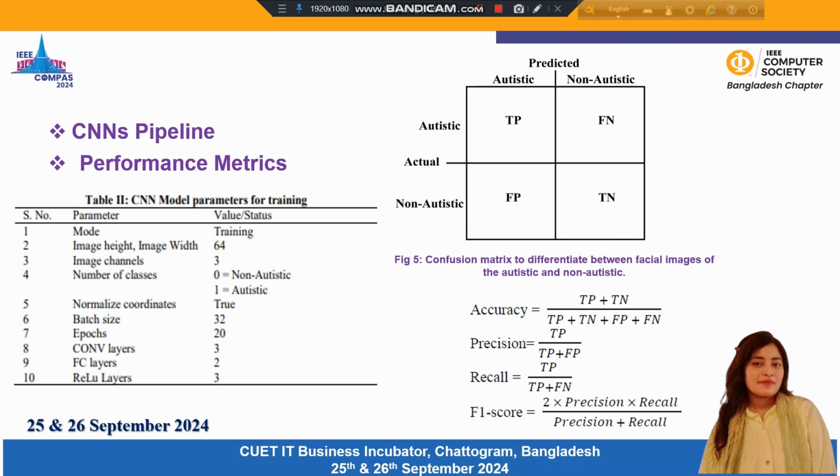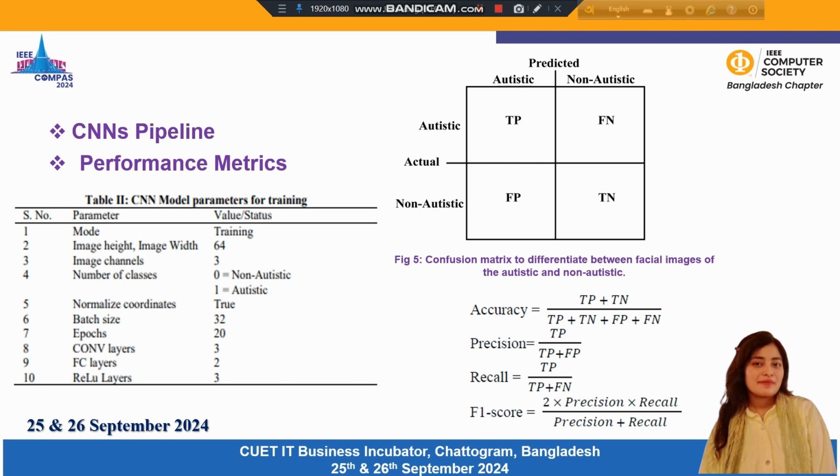These are the CNN model parameters for training. Mode is used as training mode. The image height and image width are 64. Image channel is 3. Number of classes is 2: 0 for non-autistic and 1 for autistic. Normalize the coordinates is true. Batch size is 32. Epochs is 20. Convolutional layer is 3. FC layer is 2. And ReLU activation function layer is 3.